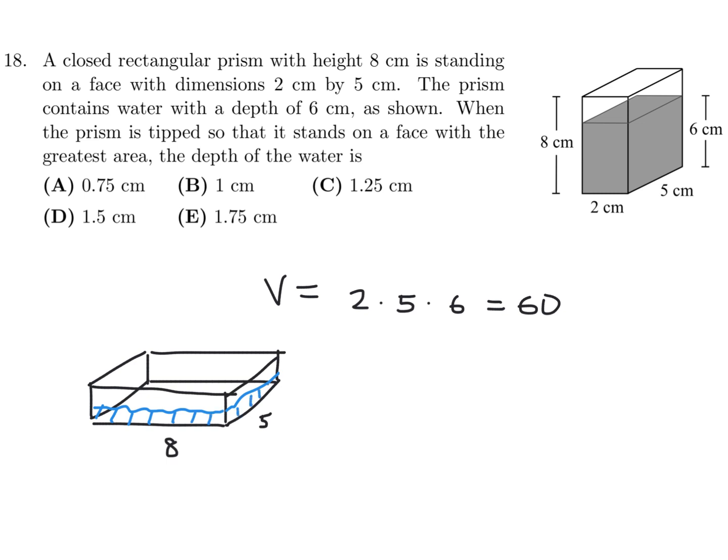Okay, no problem. Let's just call that H for height. So now the volume is going to be 8 times 5 times H. And 8 times 5 times H has to be 60. It's the same amount of water. So we got 40H. And when you divide, you get H equal to 1.5. So 18, the answer is D.